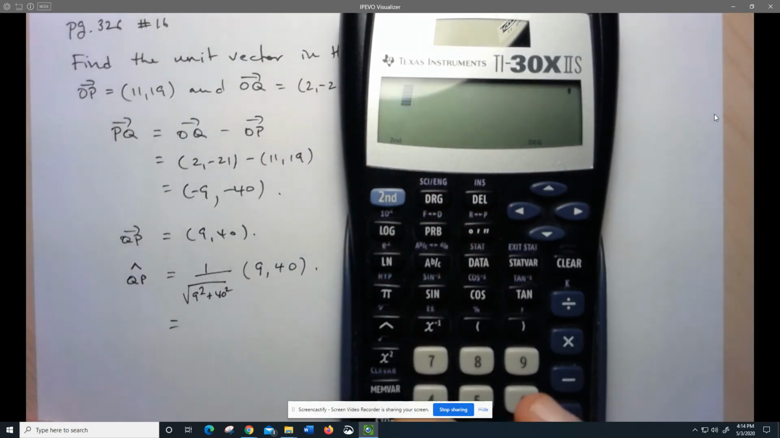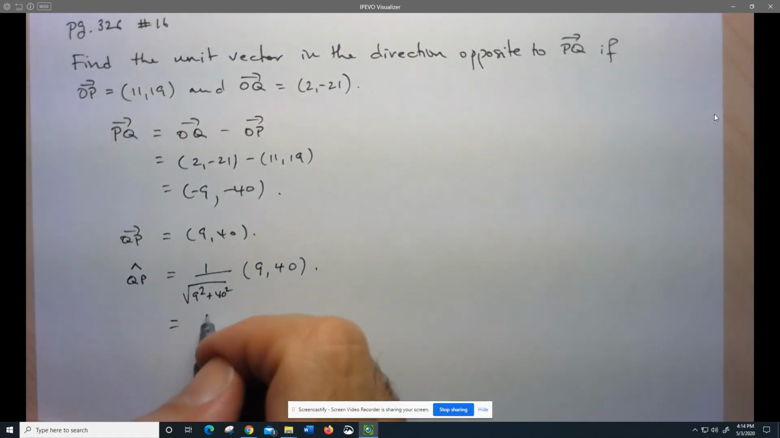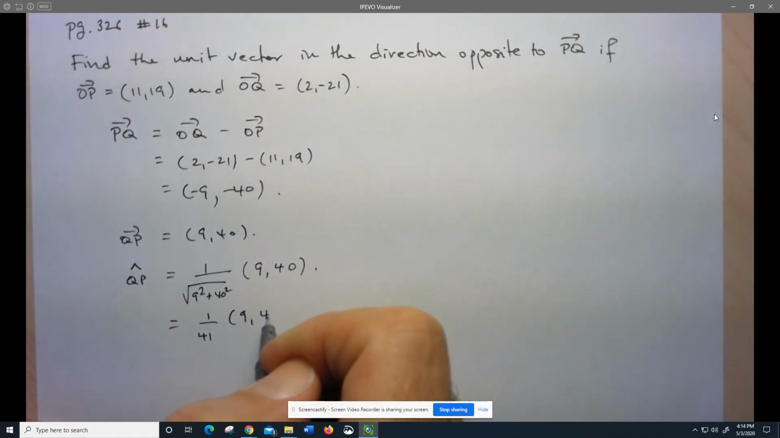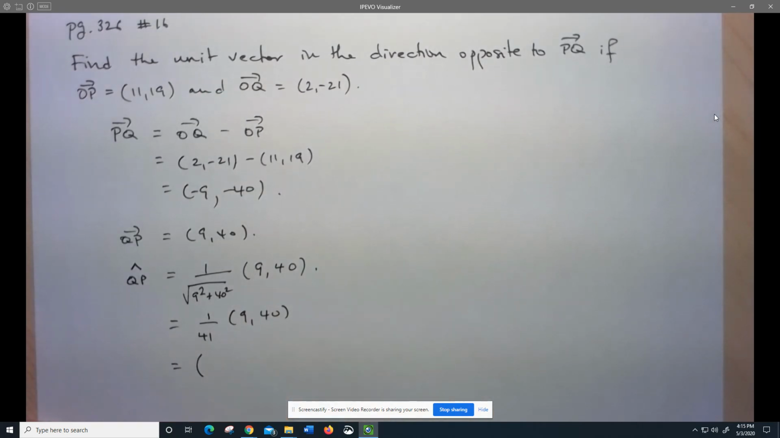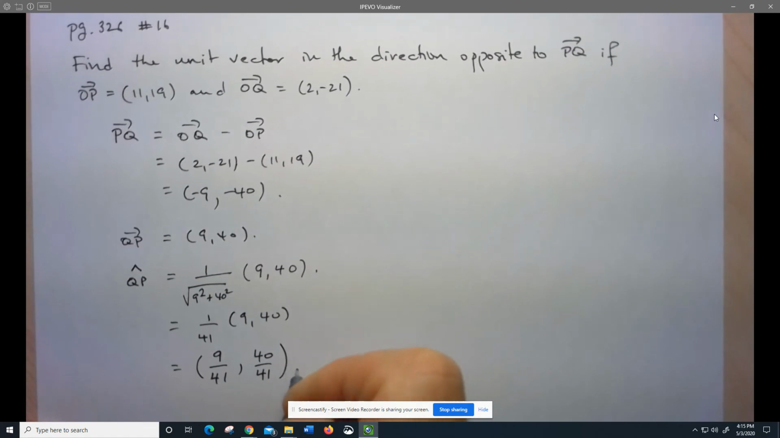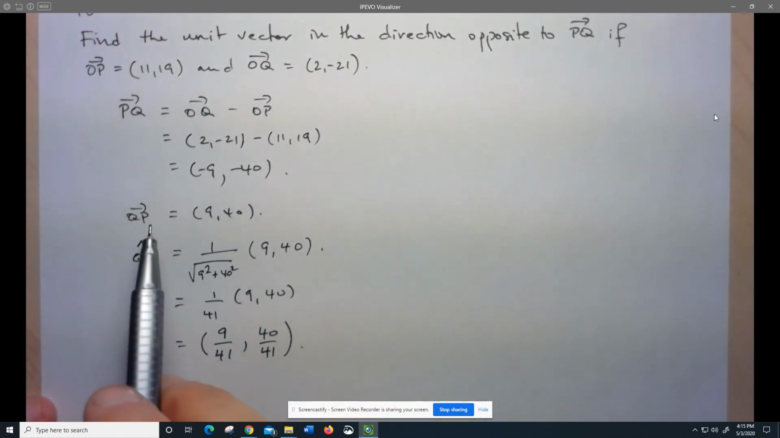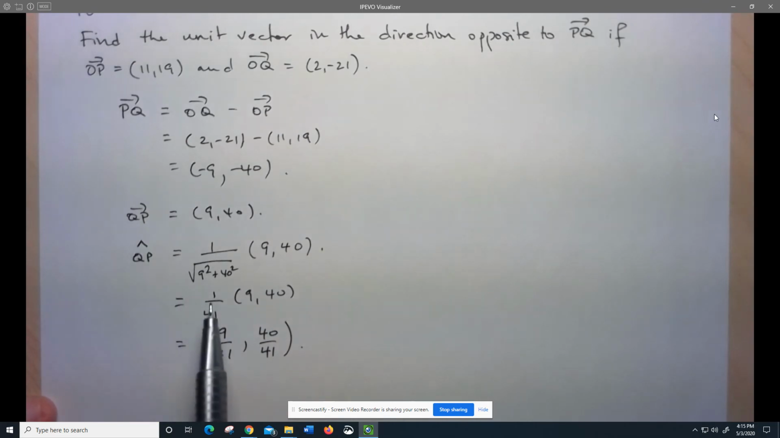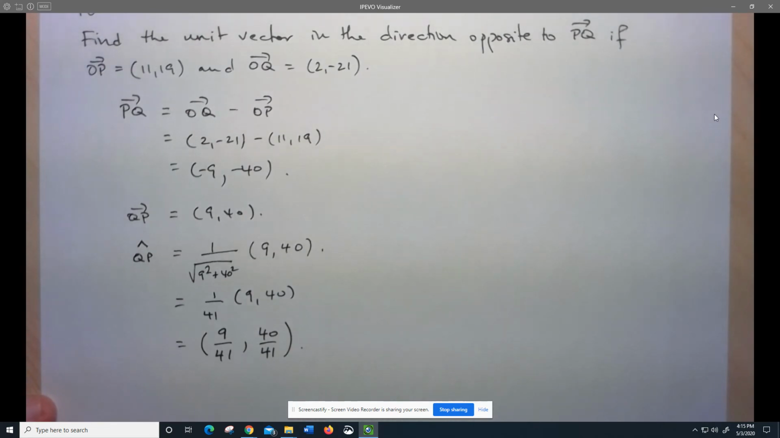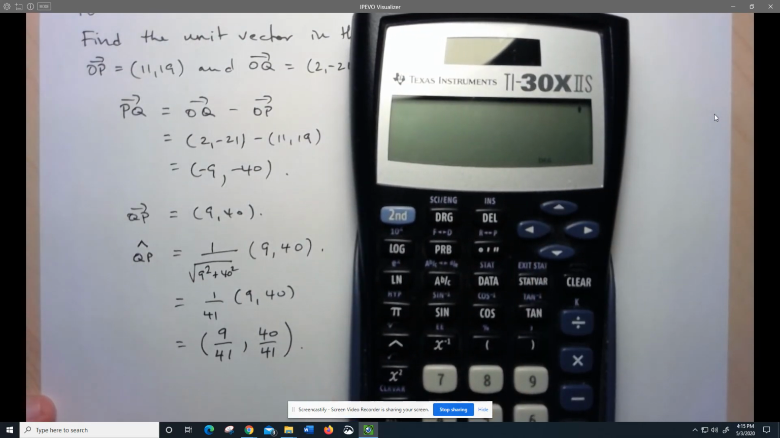Here, let's take the square root of 9 squared plus 40 squared. It's exactly equal to 41. So it's 1 over 41 times (9, 40). If we want to write it as a single vector, let's just distribute that scalar multiple. So it's the vector (9/41, 40/41). This is in the same direction as QP, which is what we were looking for. We know that because we multiplied by a positive number. If you trust the math, you don't need to, but let's just check that the magnitude of this vector is indeed equal to 1.